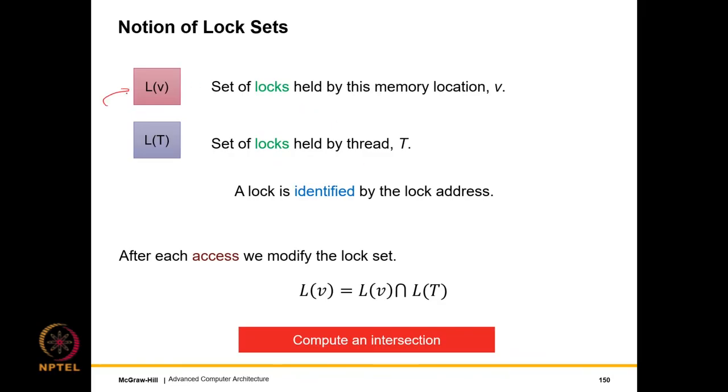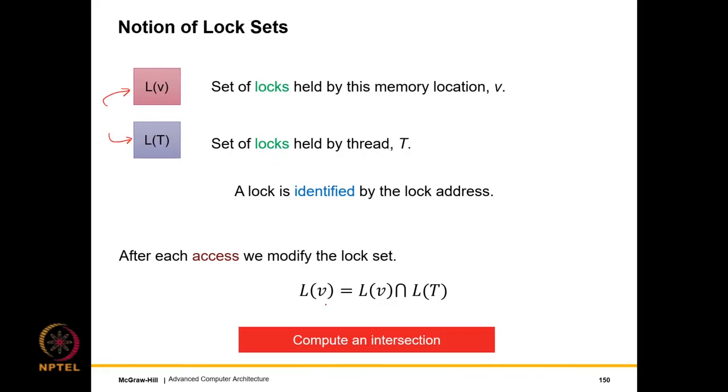Let us define these two terms here, LV and LT. LV is the set of locks held by a given memory location. This is something that our algorithm has to simulate. And LT is the set of locks held by a thread T. Again, our algorithm will have to simulate this. A lock is identified by the lock address, in the sense that every lock has a unique lock address, which, as we have seen in the previous lectures, we atomically set and unset.